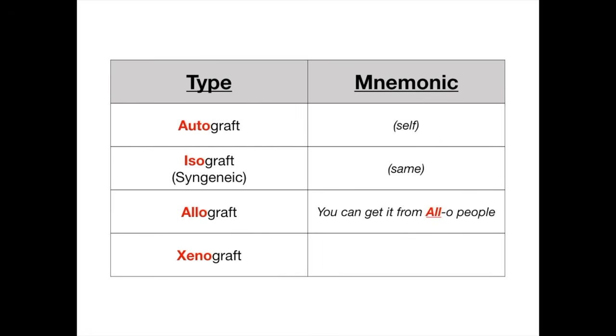So allograft, I think of, you can get it from all O people, right? But xenograft, you can get it from extra species. Extra species meaning species that are not your own. And allograft is from the same species. You can get it from all people, right? Anybody who's a human being, you can get it from. So I gave you 2 of 4. Hopefully you can remember that auto means self and iso means same. Pretty easy.